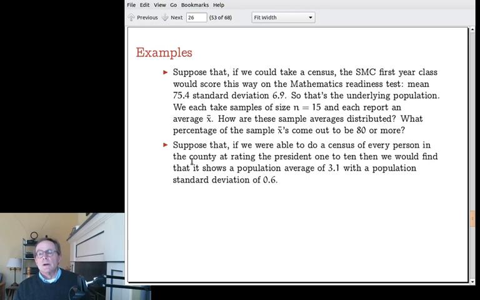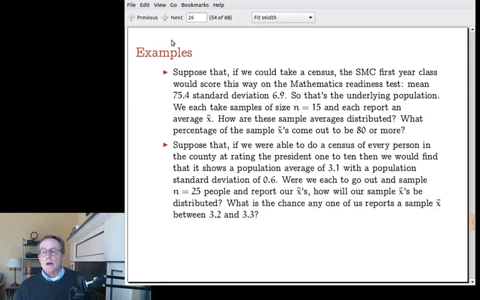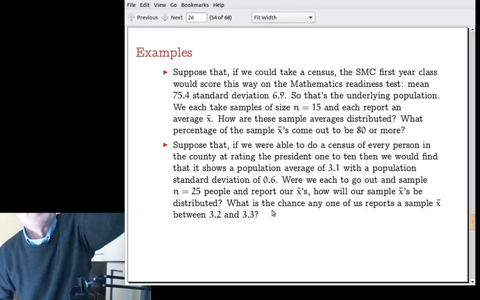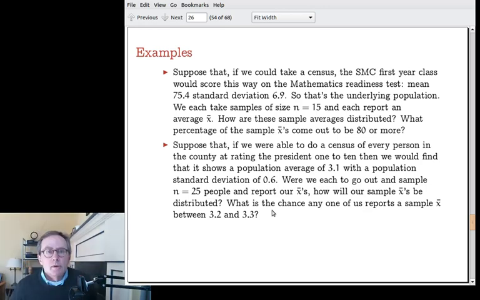Suppose you were able to do a census of every person in the country, rating the president 1 to 10. Then we would find it shows the population average of 3.1 with a population standard deviation of 0.6. And the problem says, if they take a sample of size 25 and report our X bars, how will the sample be distributed? What's the chance of any one of us reporting a sample X bar between 3.2 and 3.3? Okay, fair enough. So let's try it.